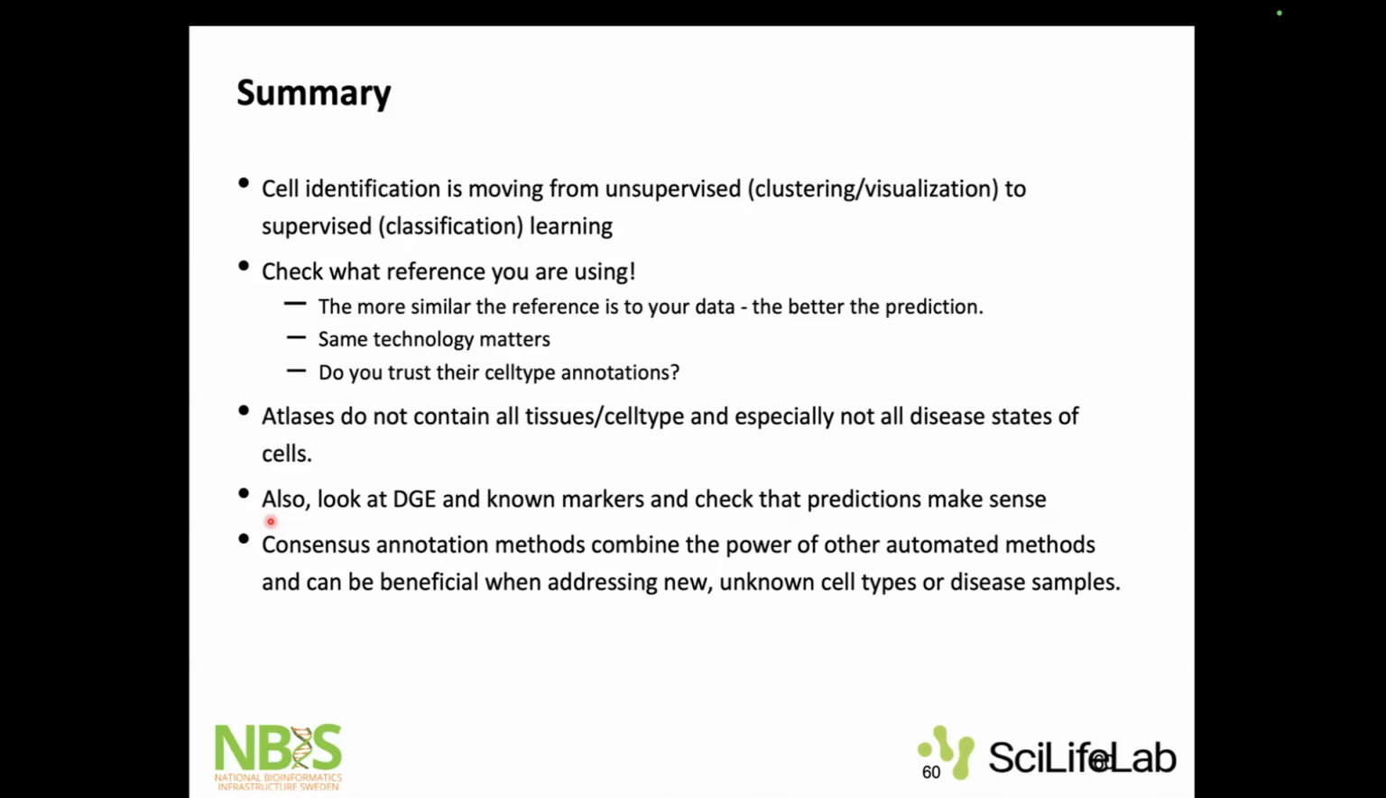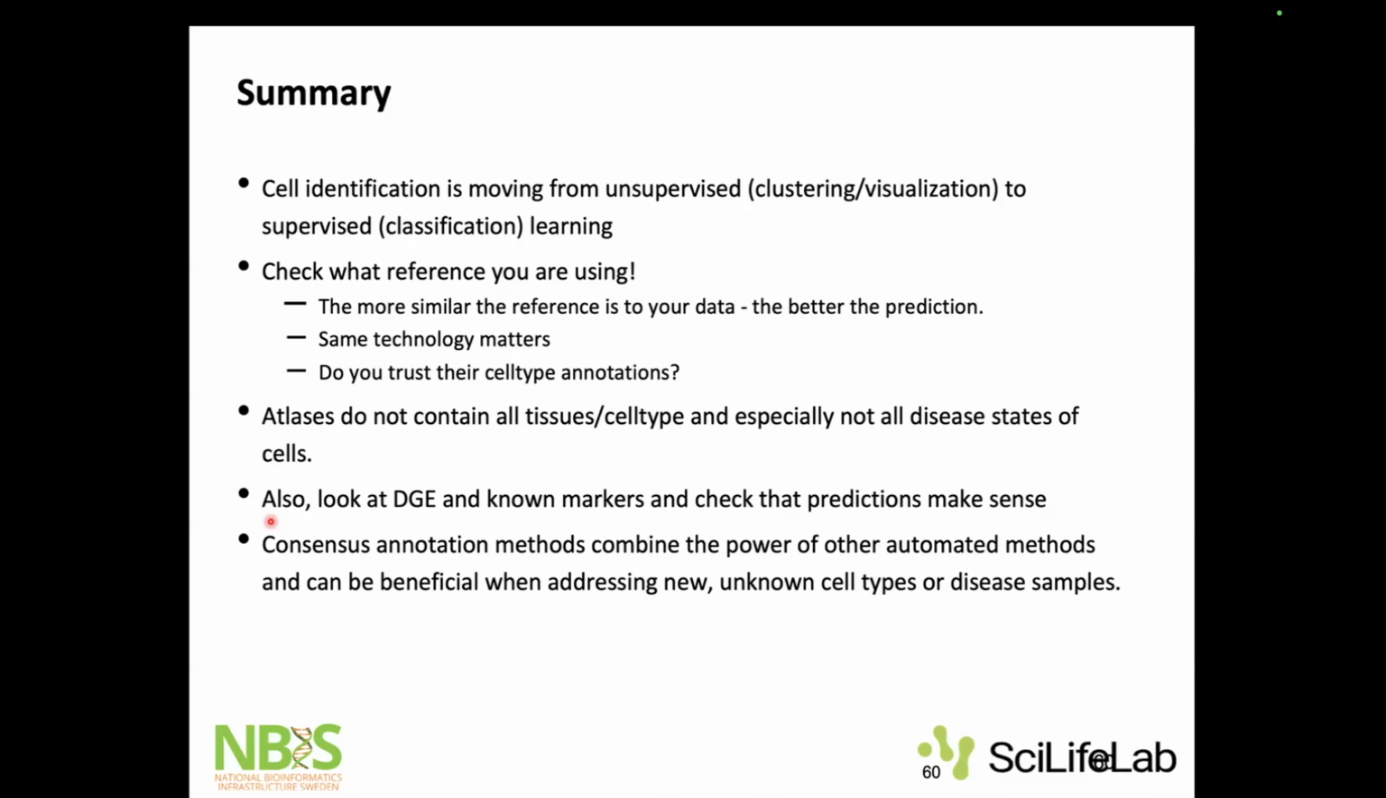And also how much you trust the cell type annotation that they have done. Some of these consensus methods help you capture even misannotations in the reference data sets. For example, in the PopV paper, they really found some of these misannotations in the reference data, and they claim that when you go back to the original data, you will see some of these issues with the original cell type annotation as well. And also atlases don't contain all the tissue cell types and especially cell states.